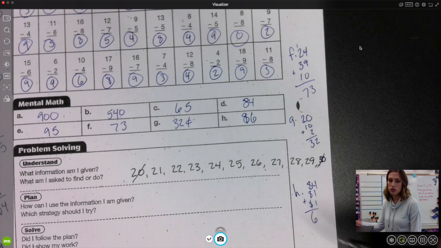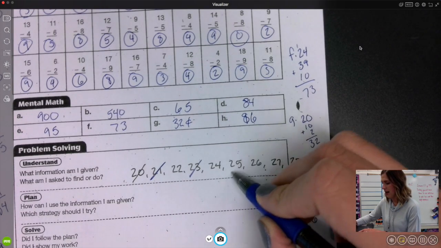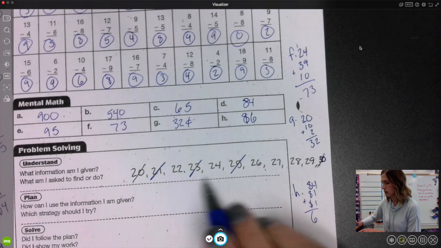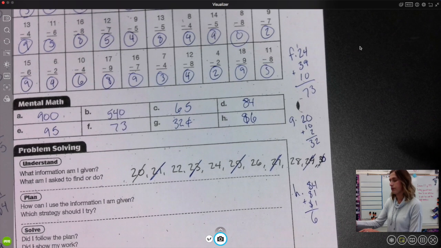If you can arrange them into 2 equal stacks, that means the number's got to be even. So anything that's odd, cross it off. If it's even, it can be arranged into 2 equal stacks. If it's odd, it can't. So 21, 23, 25, 27, and 29 I'm going to cross off.